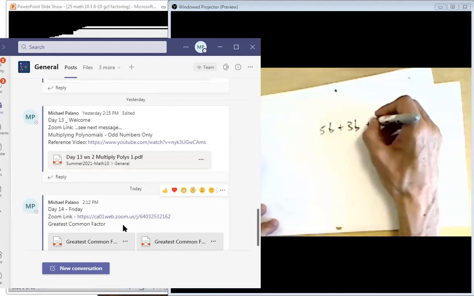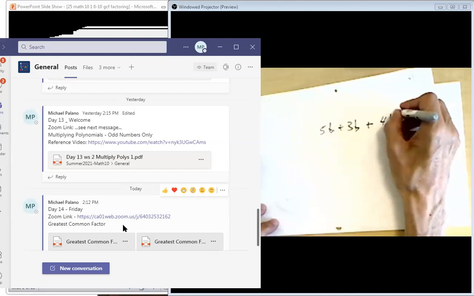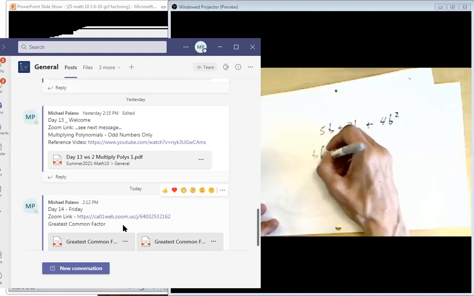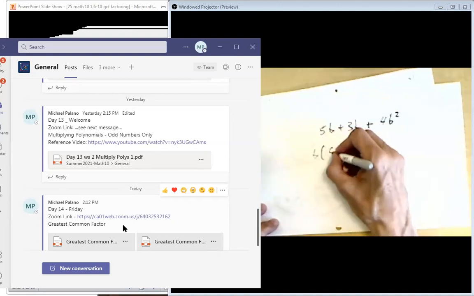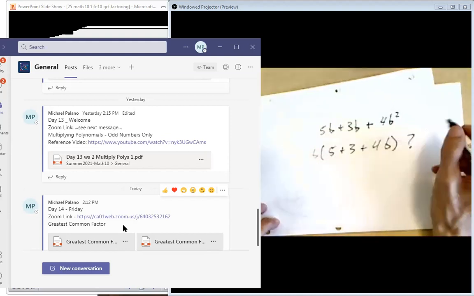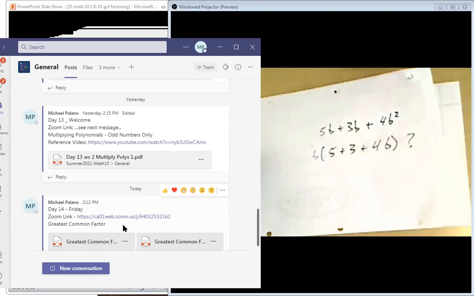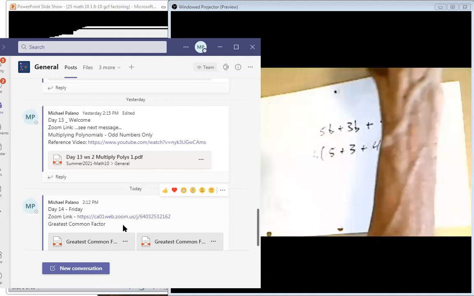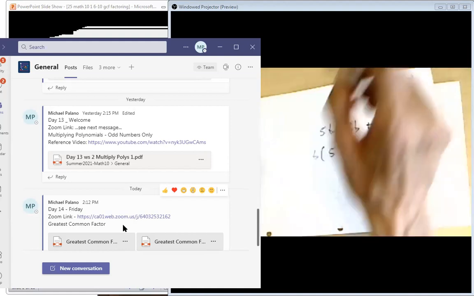Suppose you're given something like this. Can you rewrite it? Are you allowed to rewrite it like this? All right. Is that okay? And from greatest common factor, and from class, I heard a yes, you can.